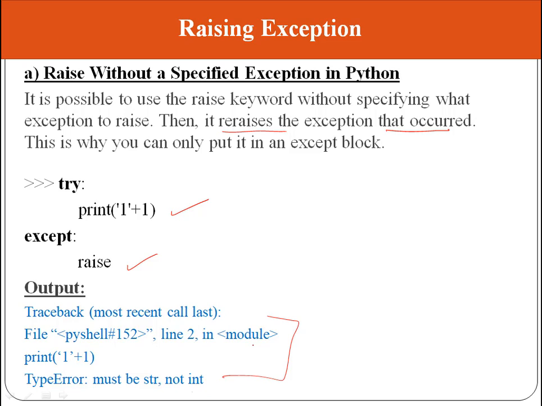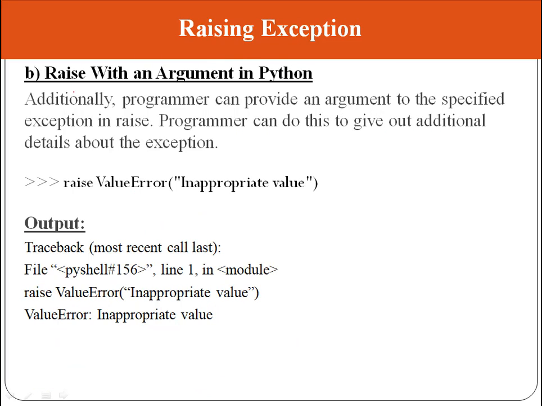Some exception has occurred. Why has the exception come? Because this is string type and this is the number type. So the exception has occurred, and it is just raising that. Raise with argument: raise ValueError, inappropriate value. So it will display like this.